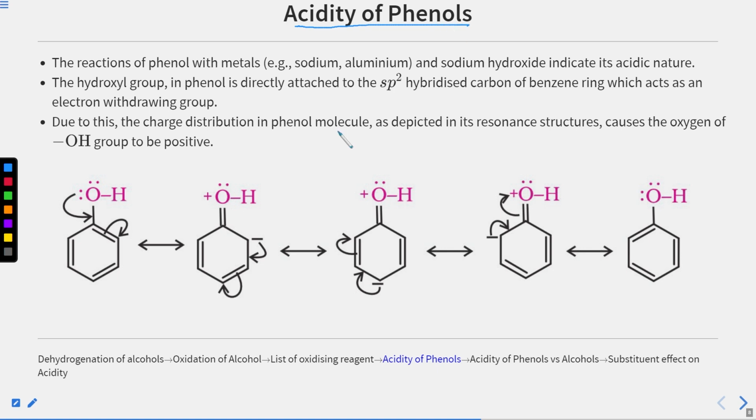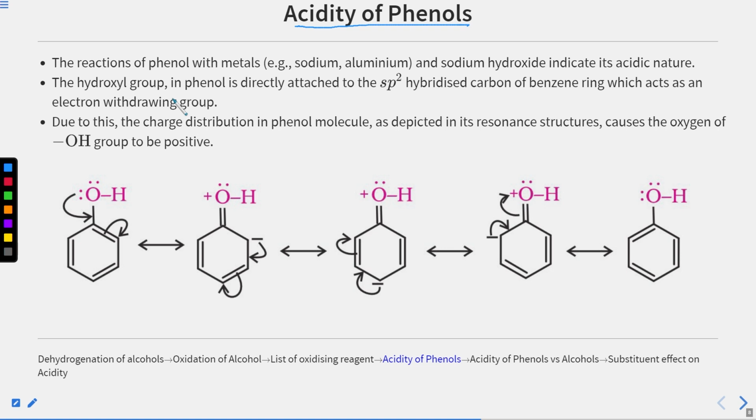What happens here? Basically phenols are more acidic than alcohol. The reason behind it is very clear: the phenoxide ion that would be formed. We'll see in the next slide. The anion formed in case of alcohol is called alkoxide. Both of these have a negative charge on oxygen after we remove our proton, phenol giving phenoxide and alcohol giving alkoxide.